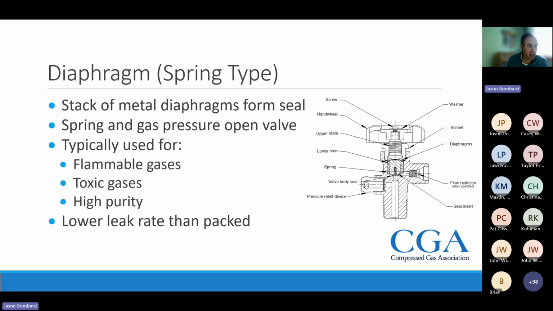Getting into fancier valves than that are the diaphragm valves. These have a stack of metal diaphragms here that form the seal between the cylinder and the atmosphere. So there's a spring that, when the hand wheel's open, pushes those diaphragms up and opens the valve. Then the hand wheel is used to push against that spring to close them. You'll see these used a lot in flammable gas service, for toxic gases, and also higher purity applications. These have a much lower leak rate than a packed valve.